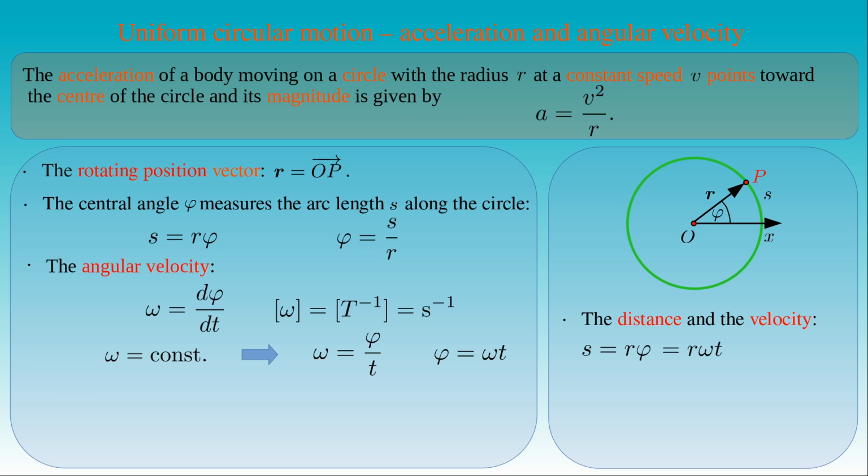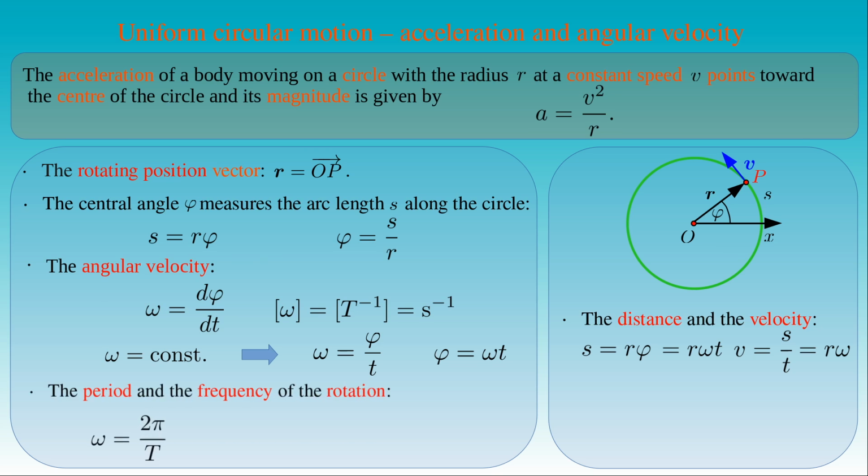We have seen that the velocity vector v of the point mass is the tangent to the circle at the point P. Its magnitude, the speed v, is just equal to the arc length s divided by the time t, and we can express the speed v as the product of the radius r and the angular frequency omega. As already stated, uniform circular motion is a periodic motion with the period T. Then we can express the angular velocity omega as 2 pi over the period T.